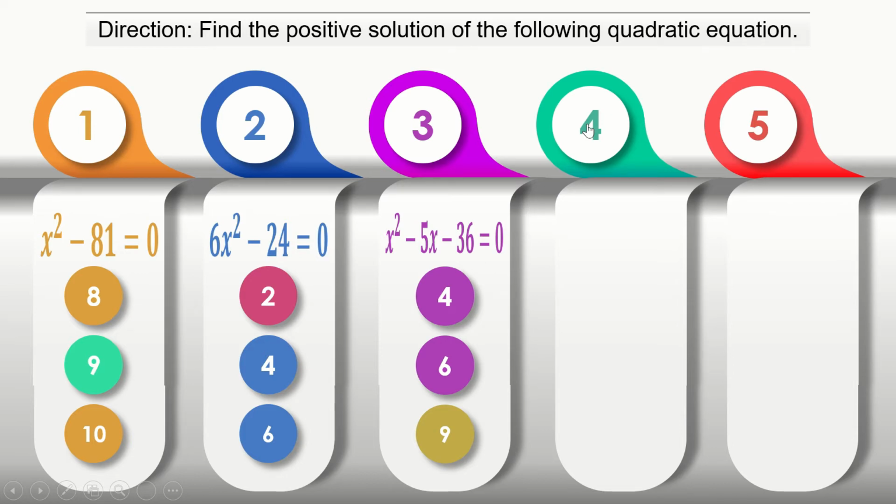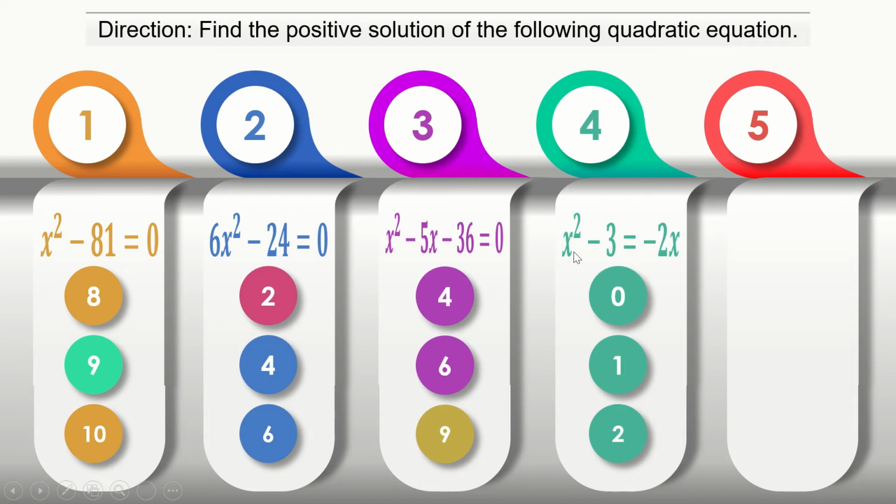Let us have number 4. Same with number 3, it is a trinomial, with quadratic term, constant term, and the linear term. So let's use factoring. Transform it to standard form. So we have x squared plus 2x minus 3 is equal to 0. Then find the factors. Therefore, the positive solution is, yes, 1.